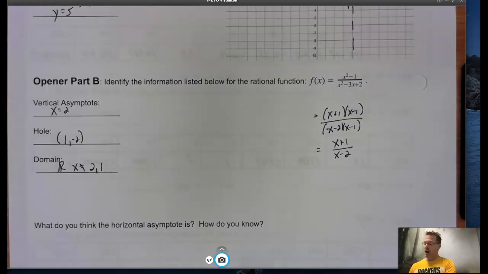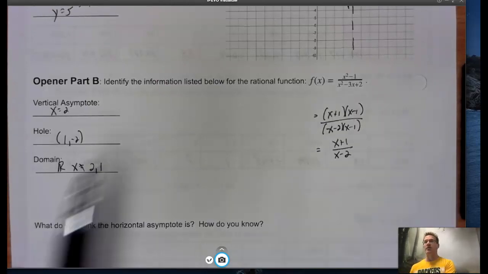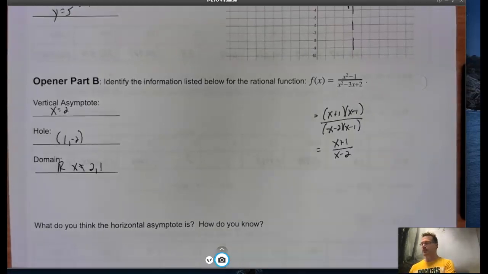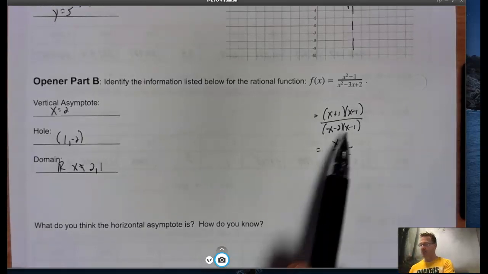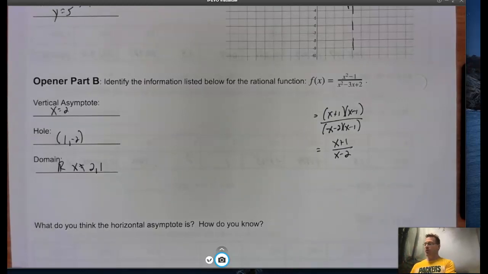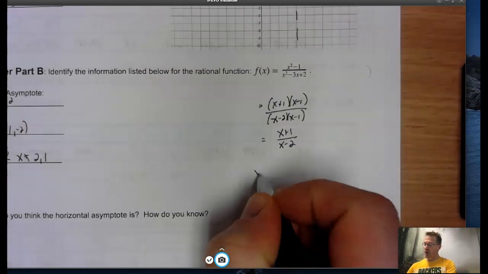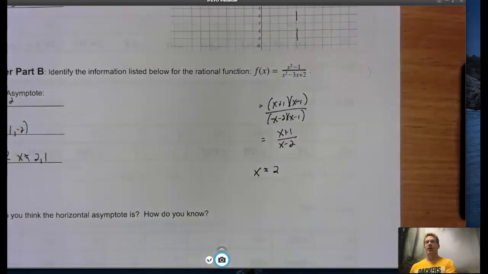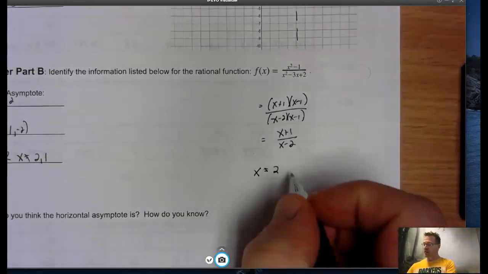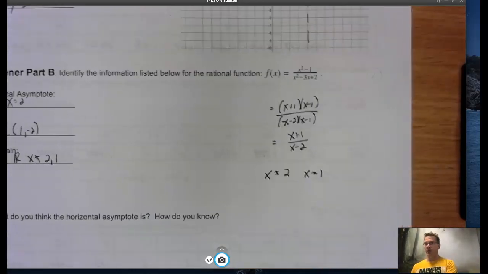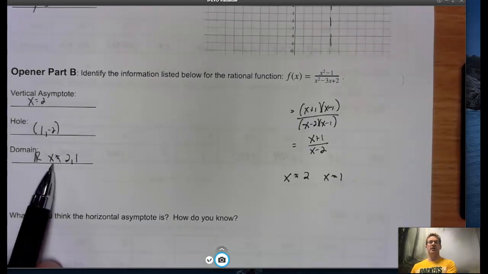So if I factor my numerator here, x squared minus 1 factors into (x plus 1)(x minus 1). If I factor the denominator, x squared minus 3x plus 2 factors into (x minus 2)(x minus 1). Notice we have two domain issues here. With our first factor, we know x cannot be 2, and with our second factor, we know x can't be 1, because those make the denominator 0. So those are our two issues in our domain.